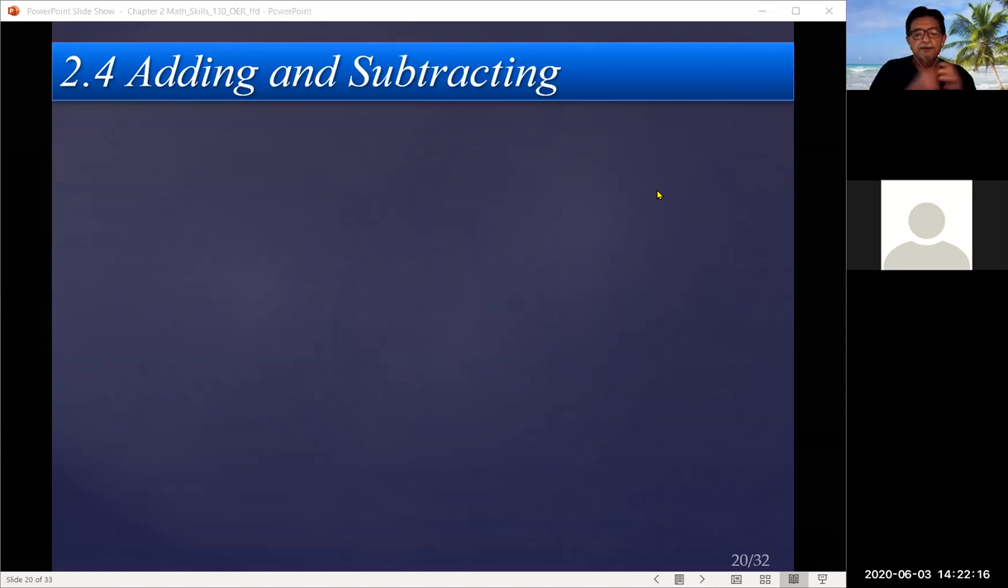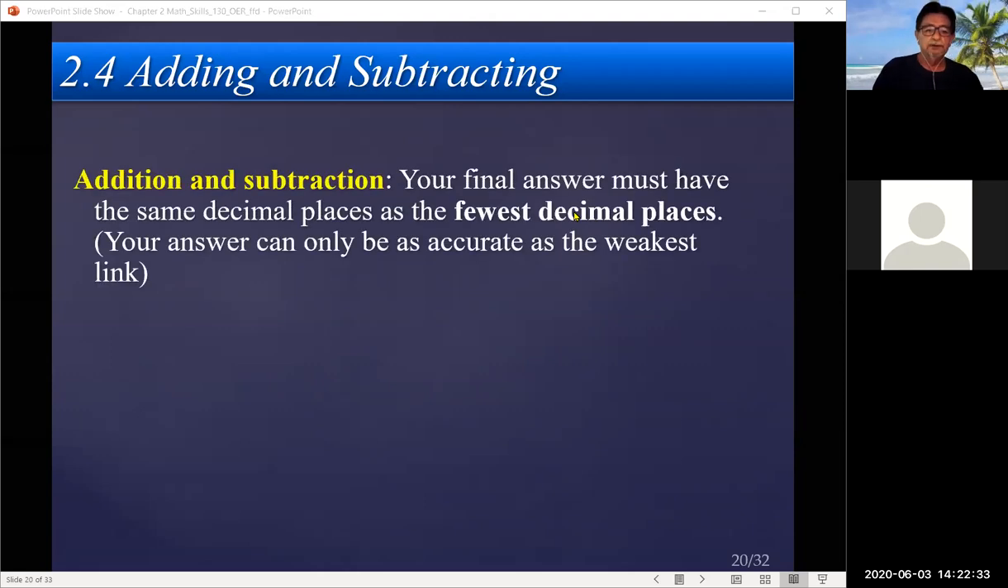Now, when we add and subtract, sig figs do not play a factor. Decimal places do. Don't confuse the two. Multiply, divide: significant figures. Add, subtract: decimal places.